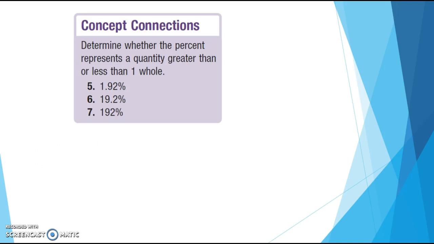So these are just some examples of how we determine whether or not the percent is more than one whole. So 1.92% is 1.92 over 100. 19.2% is 19.2 over 100. 192% is 192 over 100. So that one is the only one that is going to be more than one whole.